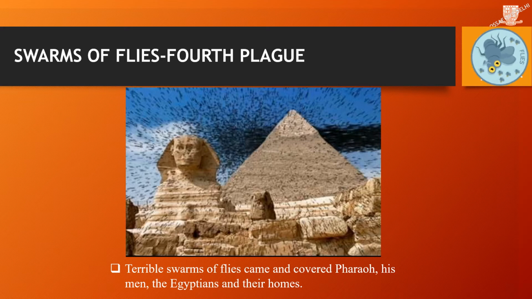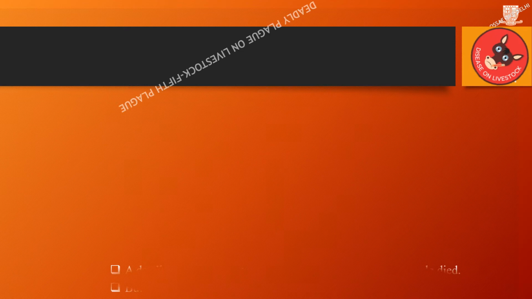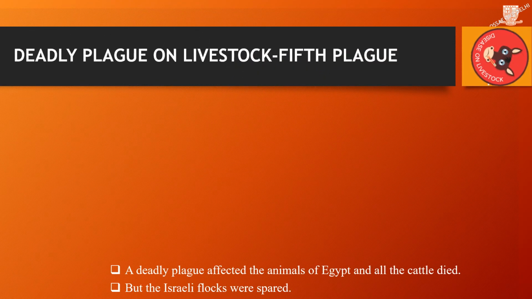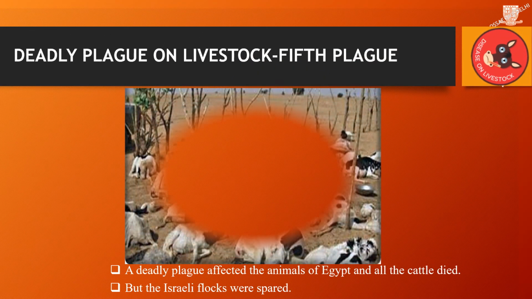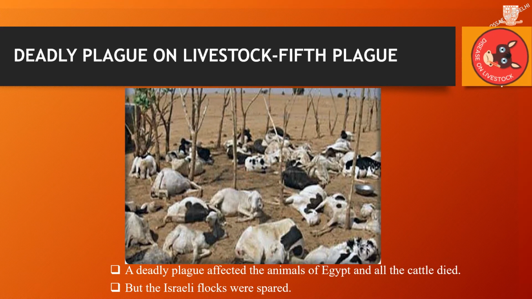So these flies came and covered Pharaoh, his men, and the Egyptians and their homes. But yet Pharaoh's heart remained unmoved. Even after the fourth plague, he refused to let the people go. And then God sent the fifth plague. But this fifth plague was on the livestock of the Egyptians.